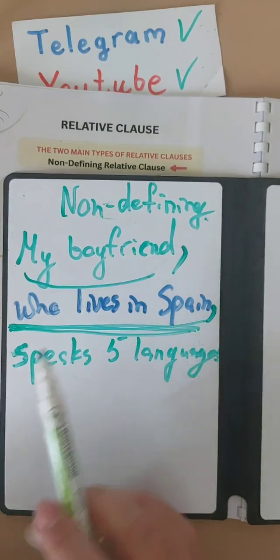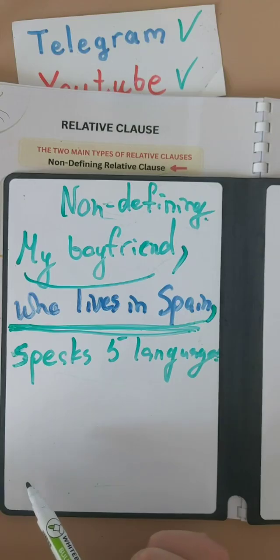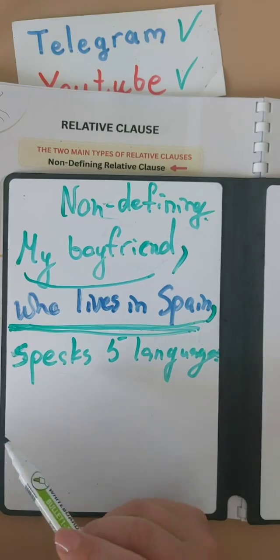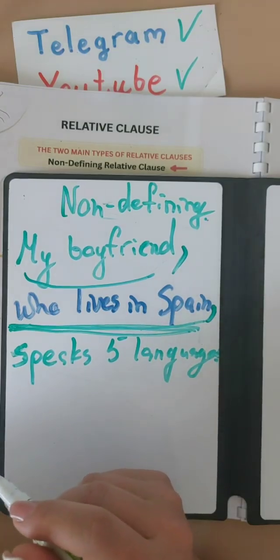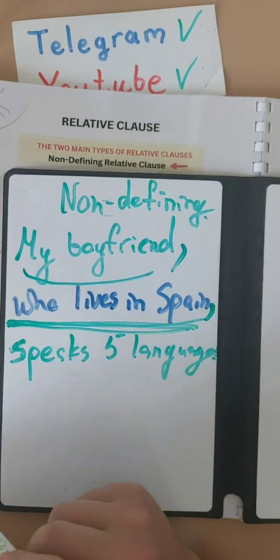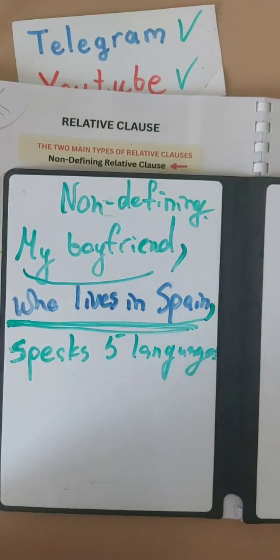So, my boyfriend who lives in Spain speaks 5 languages. Yeah, I don't know what you mean by it's A. Yeah, but it's A, not S. Okay. So again, my boyfriend who lives in Spain speaks 5 languages.